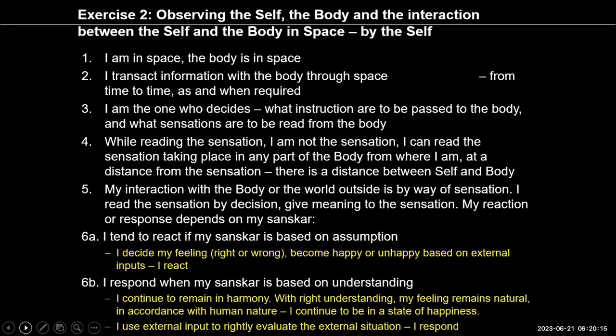In step 4, we said that when I read the sensation, I can see that I am not the sensation. I can read the sensation that is taking place in any part of the body from wherever I am, at a distance from the sensation. So if there's a distance between me and the sensation, in other words, there is a distance between the self and the body. In step 5, we said that whenever I am interacting with the body or with the world outside, we are doing it by way of sensation only, no? Through the body. I'm not seeing the essence of things. I am just seeing whatever I can see through the body, and I am reading that sensation.